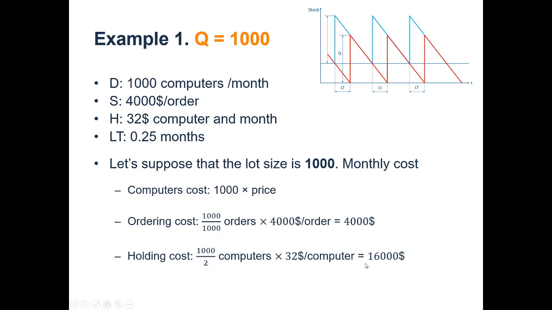In this case, it happens the contrary. Compared to when Q was 500, we have just one order placed, so we're saving money here. But the holding cost increases so much that it doesn't pay off.